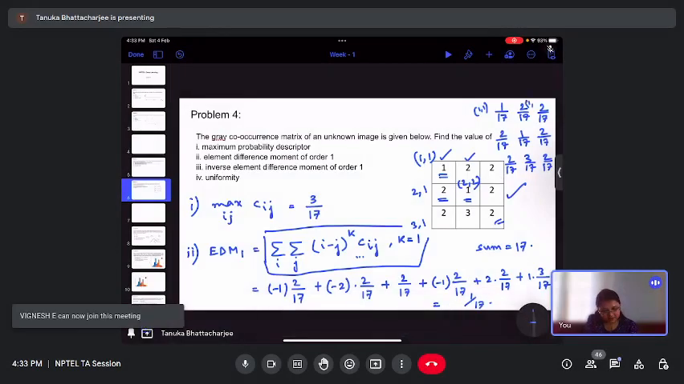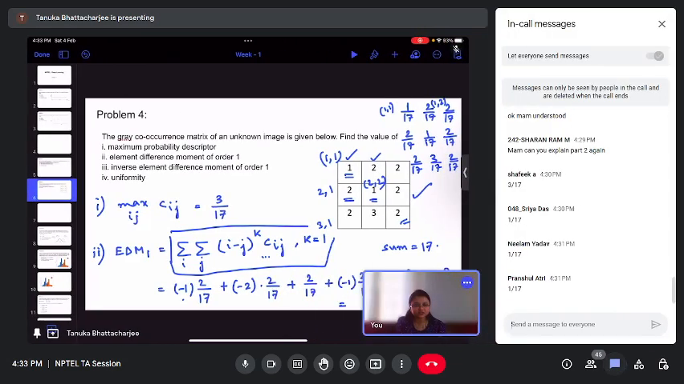So the second element, ij index is 1 2, so i minus j will be 1 minus 2, that is minus 1. So you have minus 1 into the element, which is 2 by 17. Like that, the third element, the ij is 1 3, so i minus j is minus 2 into 2 by 17. Similarly, you should put for all the elements and simplify. That will give you the value. Does that clear the doubt, Sharon?